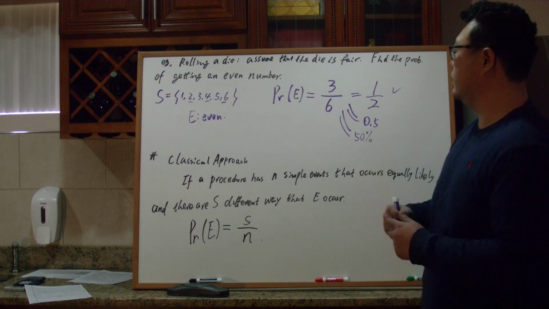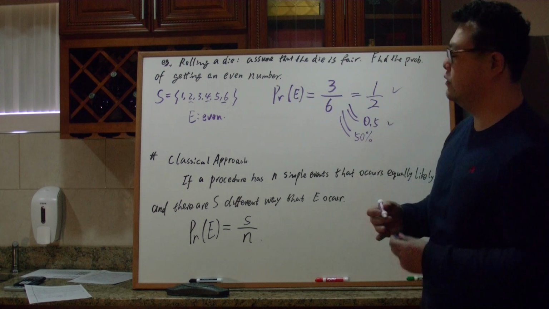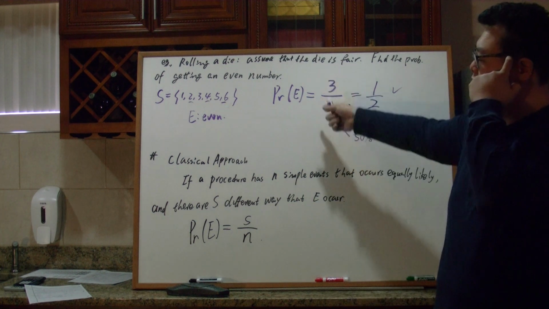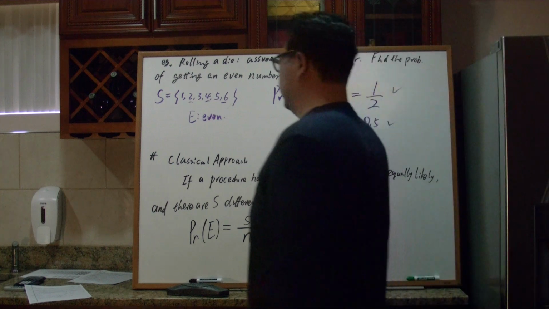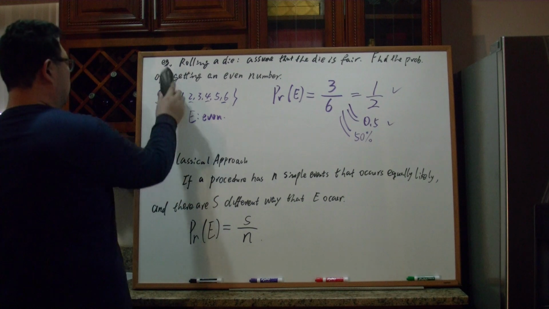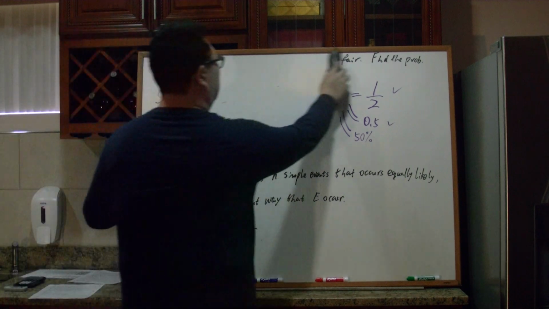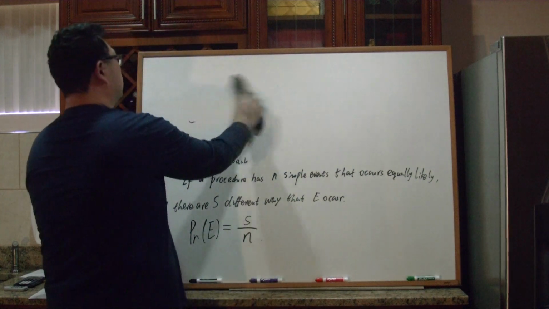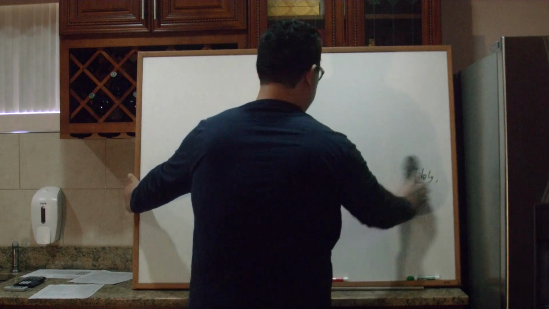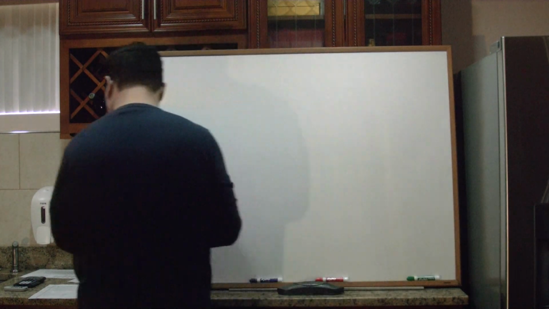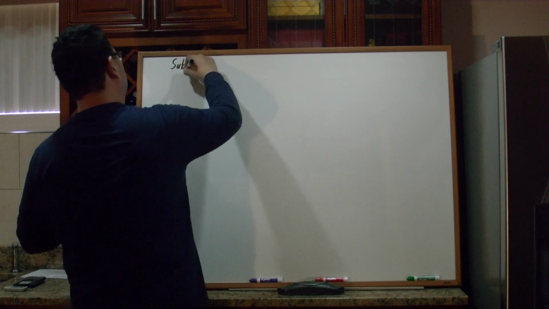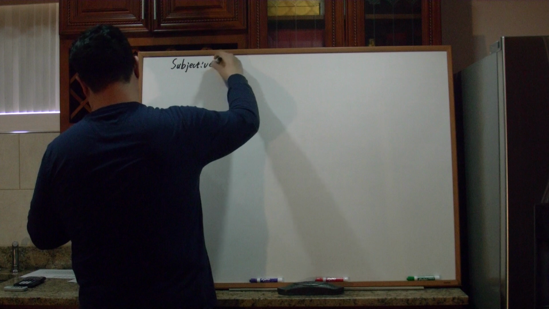If you want to divide into decimals, that's also fine. But I always need to see the middle steps, how you build this probability. That's the classical approach, which we usually use, and use a lot in our course here. And the last one is subjective probability.